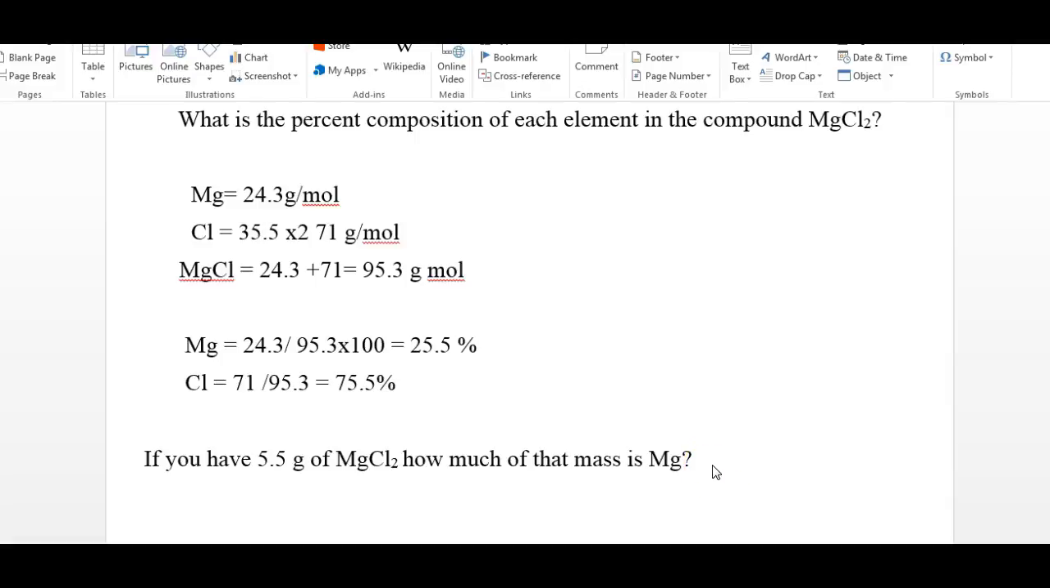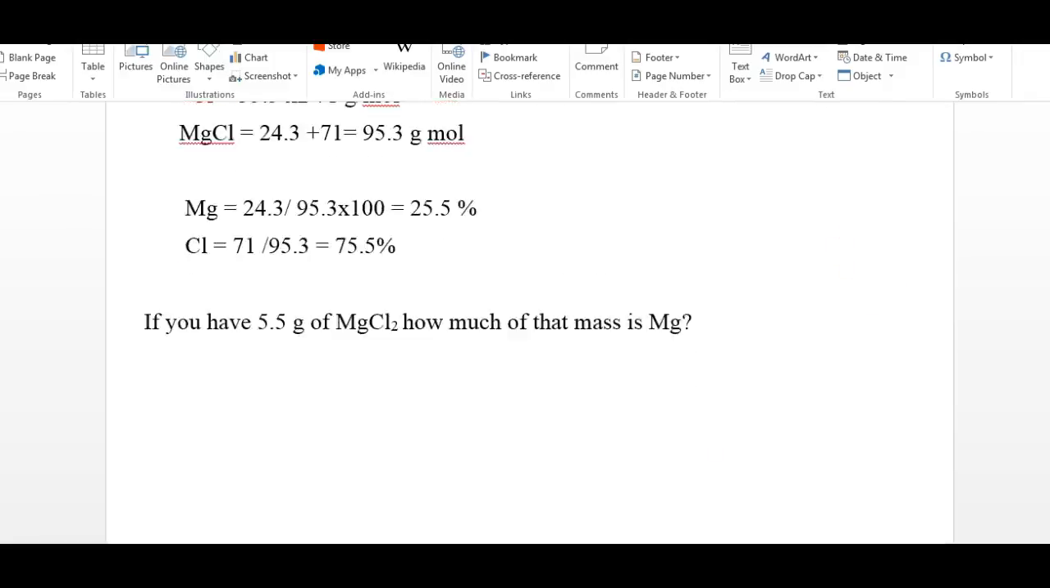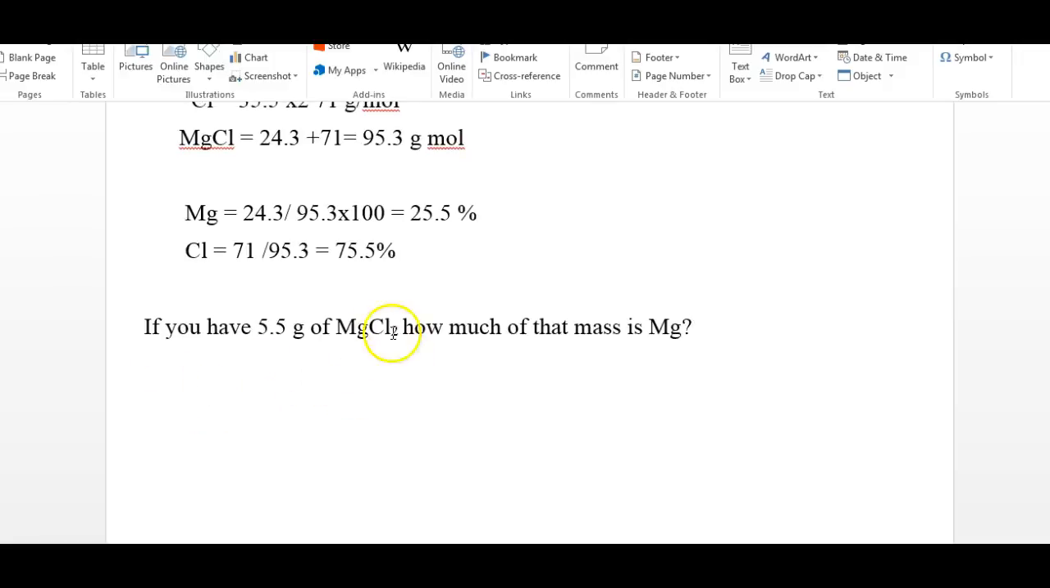Okay, so I've showed you how to figure out percent composition of an element, and there's another problem you might see as you're doing these. It might be one where they give you the mass of the compound that you have, and then they ask you how much of that mass is magnesium or how much is chlorine or whatever it is. So here you have that example.